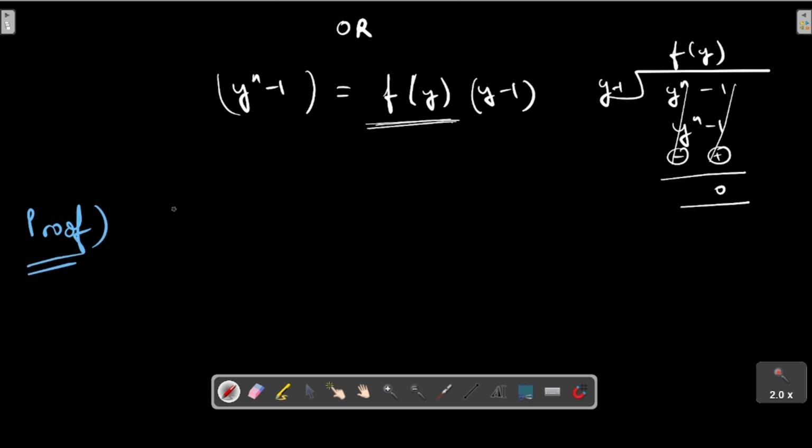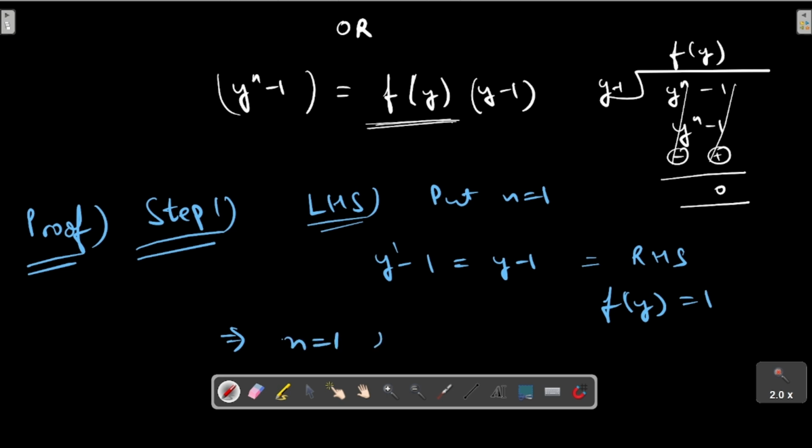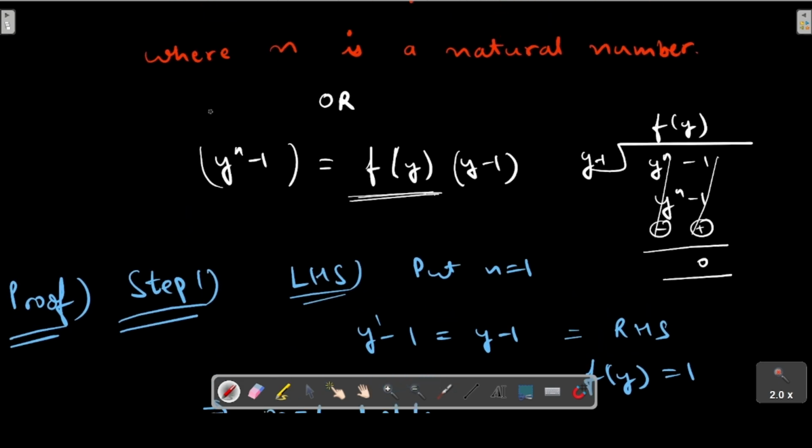Proof. Step 1. So in the LHS, put n is equal to 1. What it will give is y to the power of 1 minus 1, so it's y minus 1 only. So hence, trivially, this will be equal to RHS, where your f of y will be 1. So this implies n is equal to 1 holds. If you're not able to understand, please go through this division once again. It's a polynomial division.